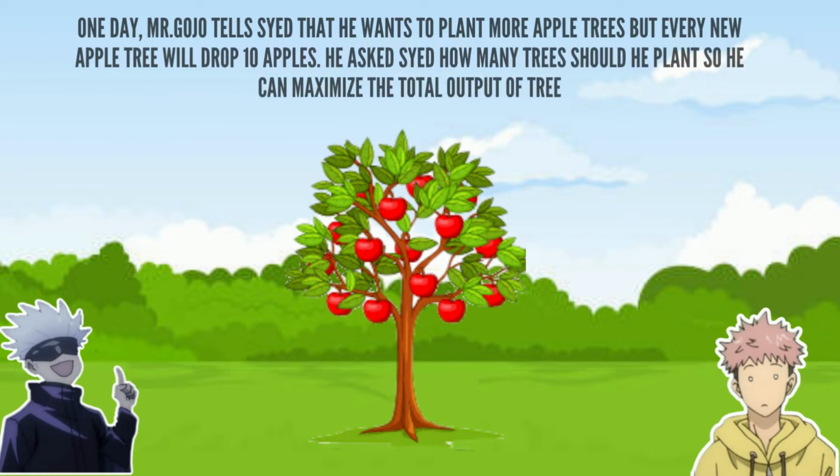One day, Mr. Gojo tells Side that he wants to plant more apple trees, but every new apple tree will drop 10 apples. He asks Side how many trees he should plant so he can maximize the total output of the trees.